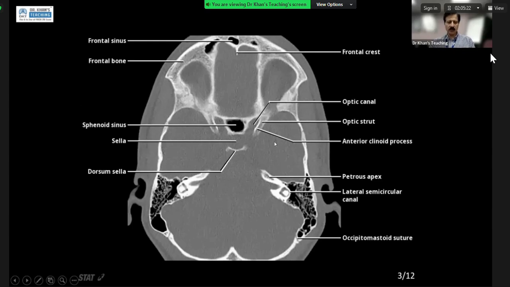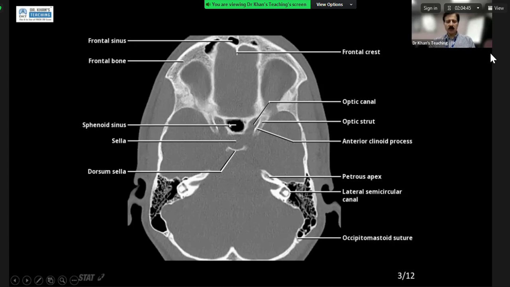Now what has happened? Here, the petrous apex is still visible. The IAM is visible. The mastoid air cells and mastoid antrum are still visible. Anteriorly, the posterior clinoid process is there, and the anterior clinoid process has come into view. What is medial to the anterior clinoid process? That is the optic nerve. So this is the optic foramen and the optic canal.